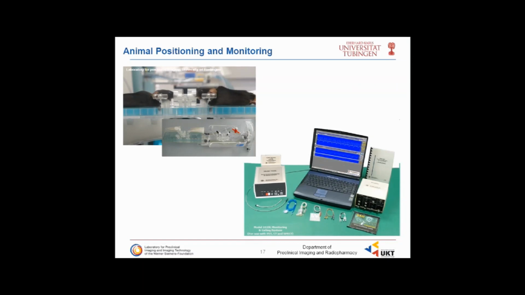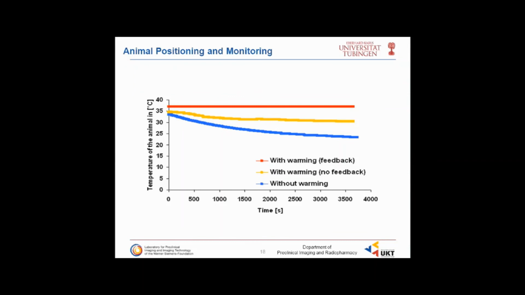Well, the last point is very important. You can have the best scanner, you can have the best setup, but if you don't think of vital monitoring, and therefore you need to keep the temperature of your animal stable. As you see over here in this blue curve, it cools down very dramatically within 1 hour if you don't warm your animal, and also if you don't have a feedback loop, you lose temperature of your animal, and this would, especially in molecular imaging, destroy your entire data.